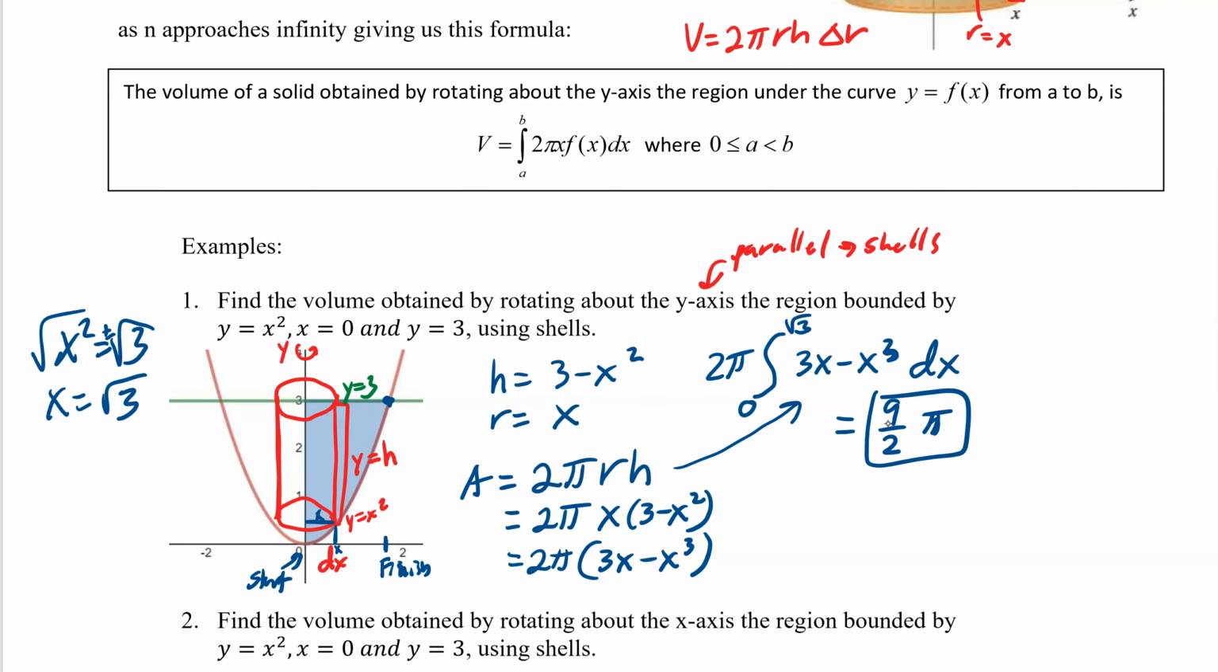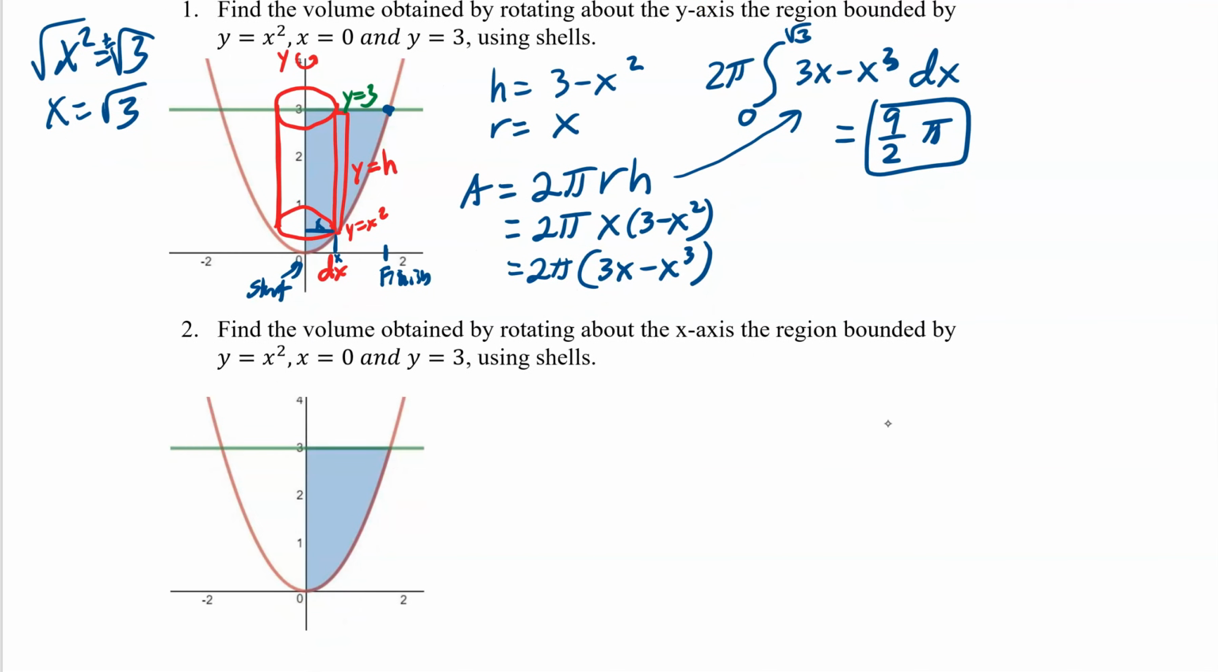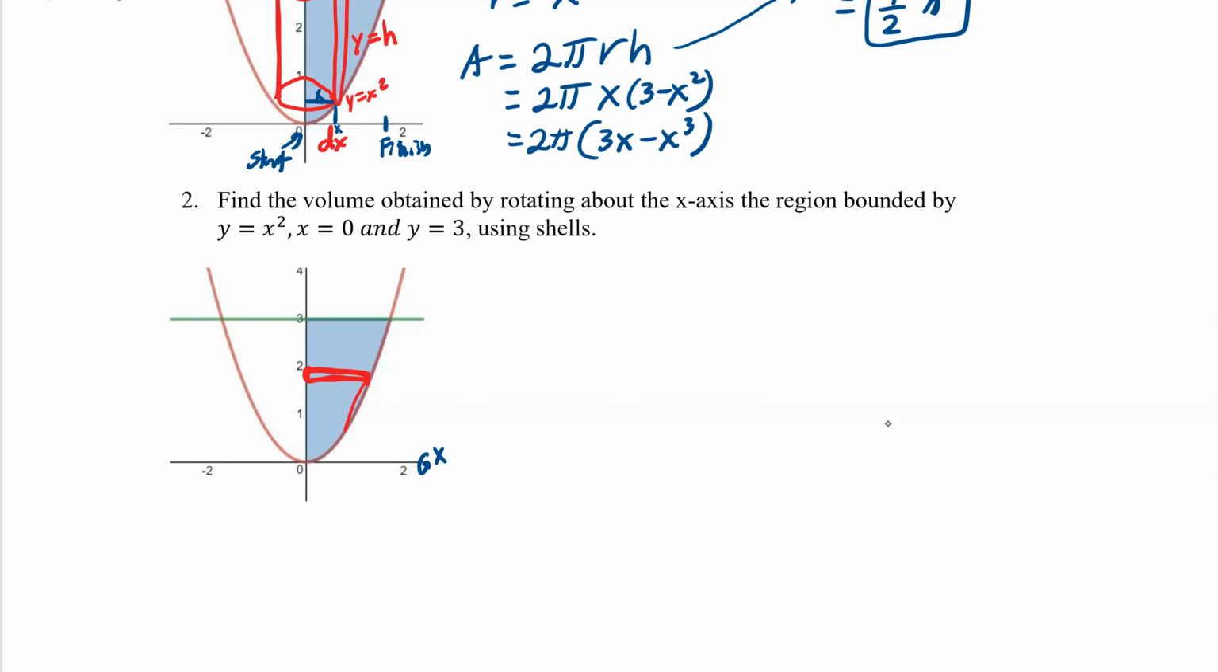There you have it. All right, now let's try it again, but now we're going to rotate this about the x-axis. So we do the same thing. This is the only options, x and y right now. And so our rectangle has to be parallel with that axis. So we draw our rectangle here, and then we rotate. And so there is our shell.